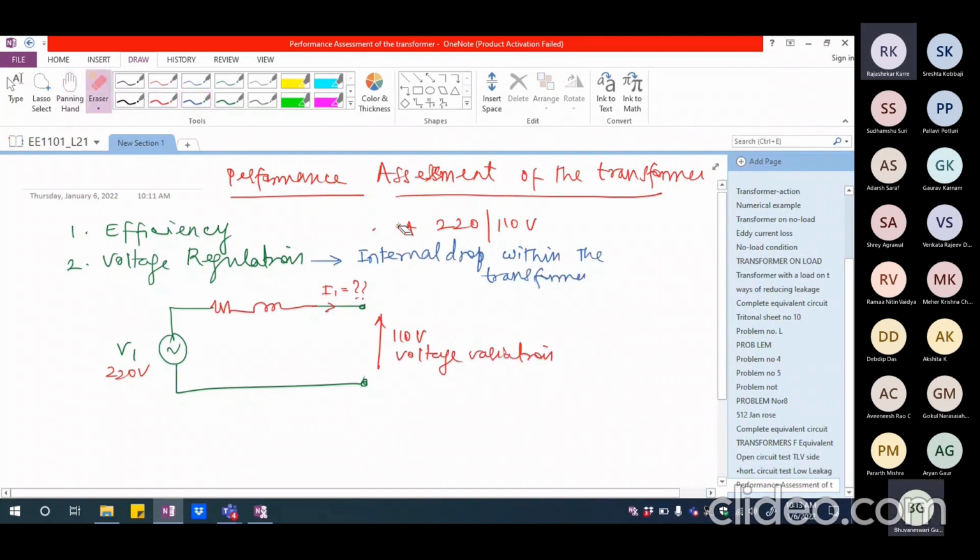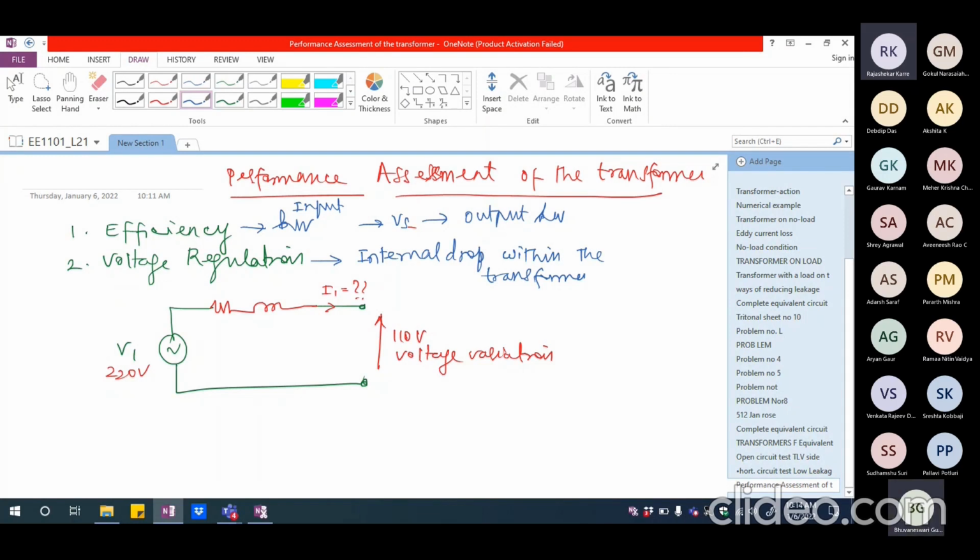Efficiency basically refers to this: if I apply whatever is the kVA or kilowatt from the input side, what is the input kilowatt versus the output kilowatt? If most of the kilowatt is consumed by the transformer itself, it's a useless transformer. It should pass on whatever it is taking to the output side clearly. If it is consuming a lot of it inside, then it is not of any use.